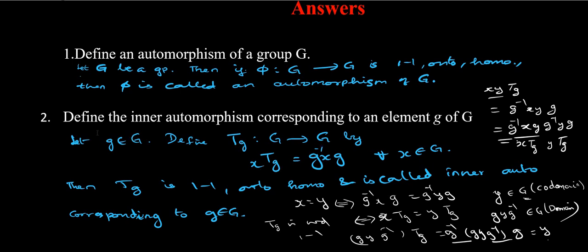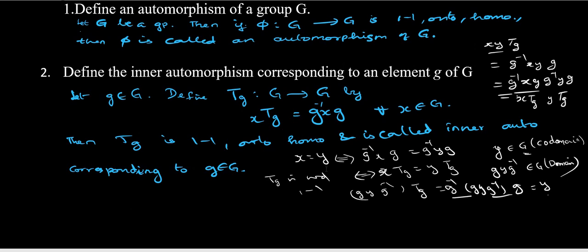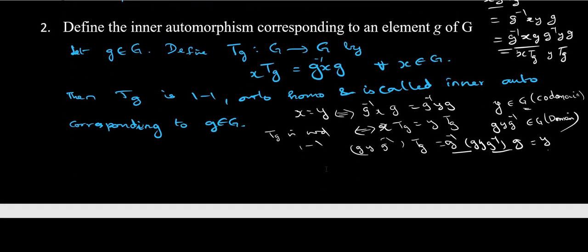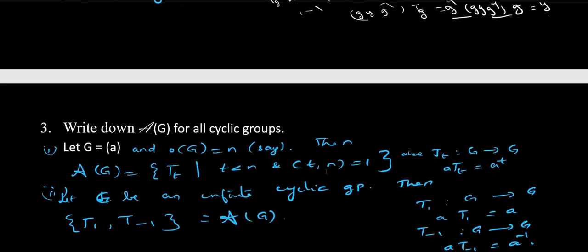We are asked to only define the inner automorphism, but if you are given this and asked to prove that this is one-to-one onto homomorphism, then this is how it should be done. So Tg is one-to-one onto homomorphism and is called the inner automorphism corresponding to g.